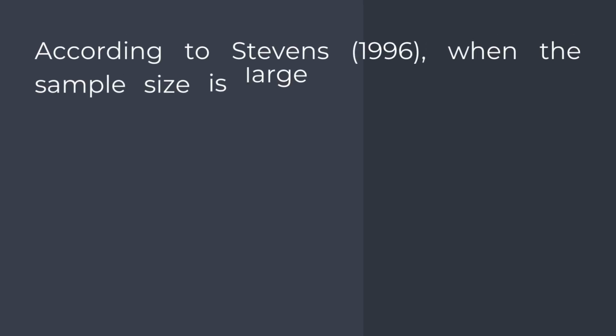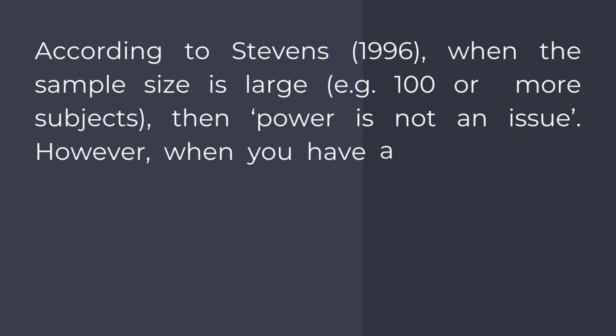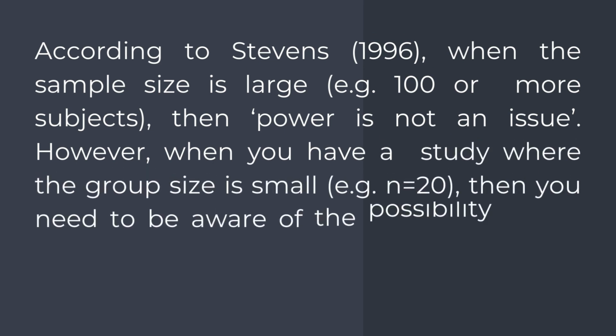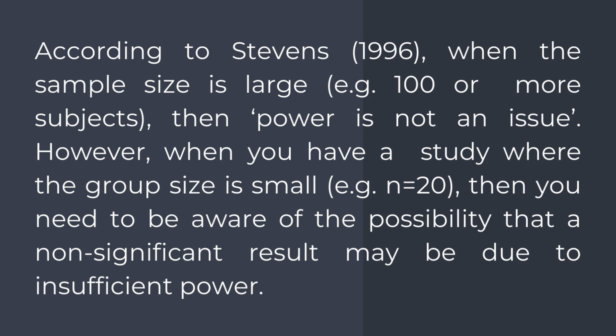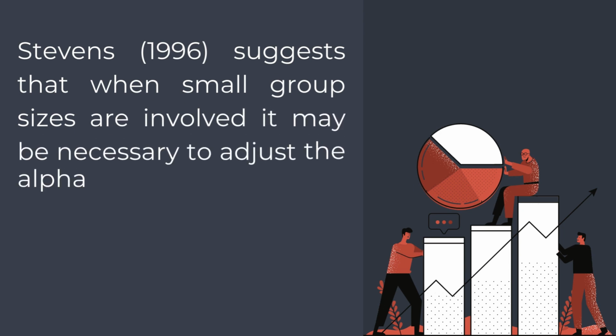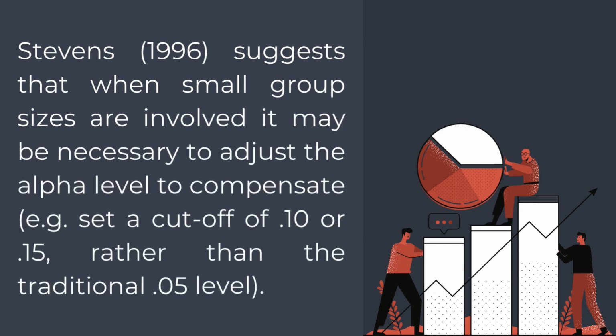The power of test is very much dependent on the size of the sample used in the study. According to Stevens, when the sample size is large, for example 100 or more subjects, then the power is not an issue. However, if you have a study where the group size is small, like n equal to 20, then you need to be aware of the possibility of a non-significant result due to insufficient power. Stevens suggests that when small group sizes are involved, it may be necessary to adjust the alpha level to compensate. For example, you can set the cutoff at 0.10 or 0.15 rather than the traditional 0.05.